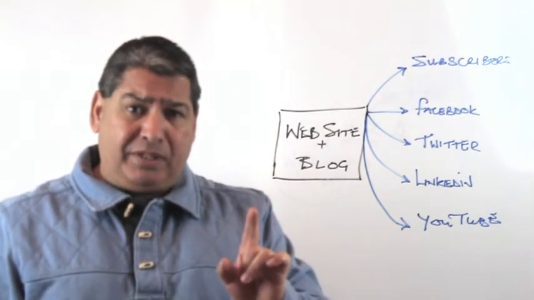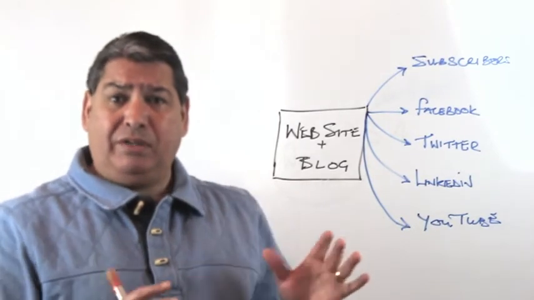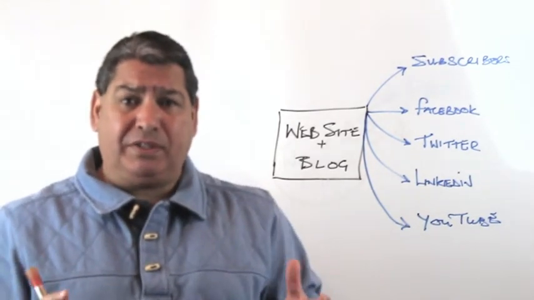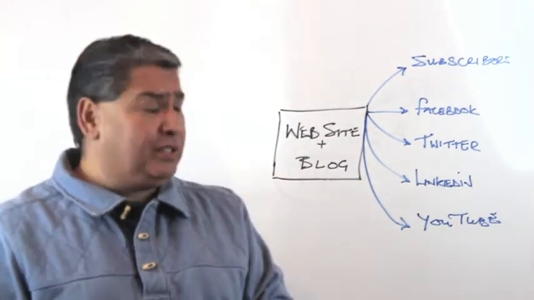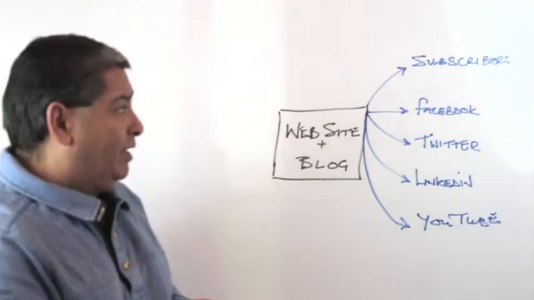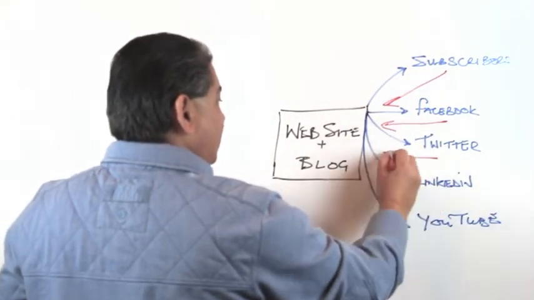The key thing with information though is it must be relevant. It must be relevant to what the people who are looking at your information require, because if it's not relevant to them, they're not going to come back to you for it. So the next question is, now you're pushing all this information out, how do you get the information to come back in from these places?